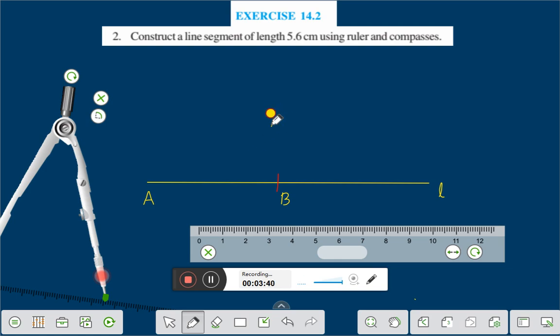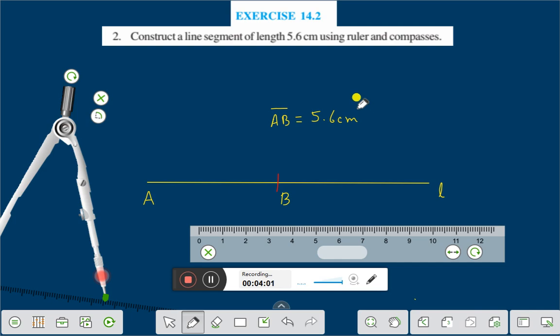Therefore AB, and the symbol of line segment is like this, and the length of AB is 5.6 centimeter, right?